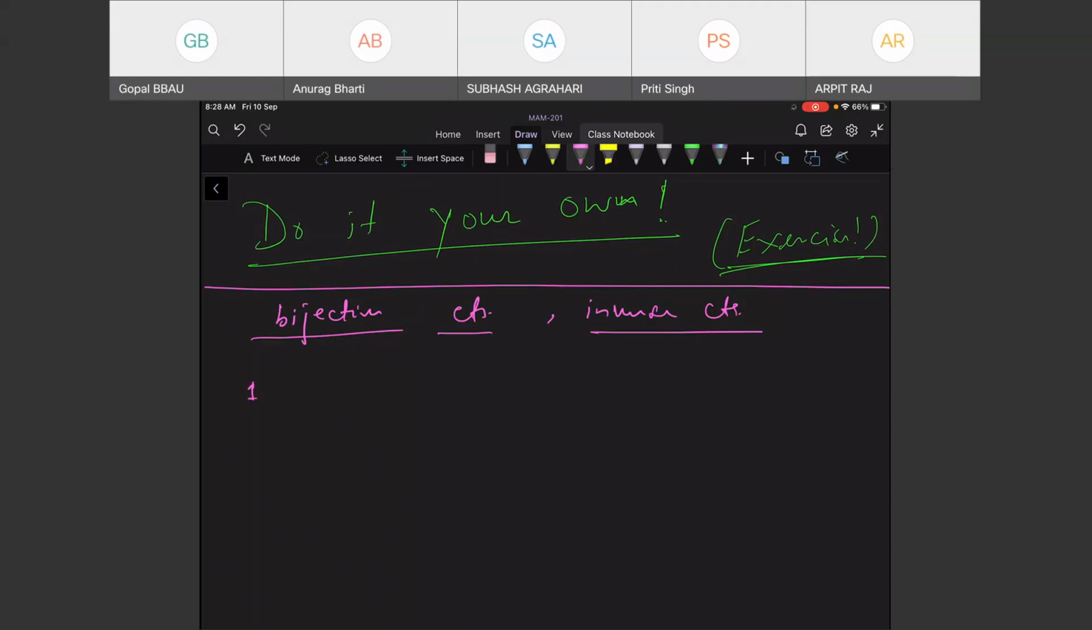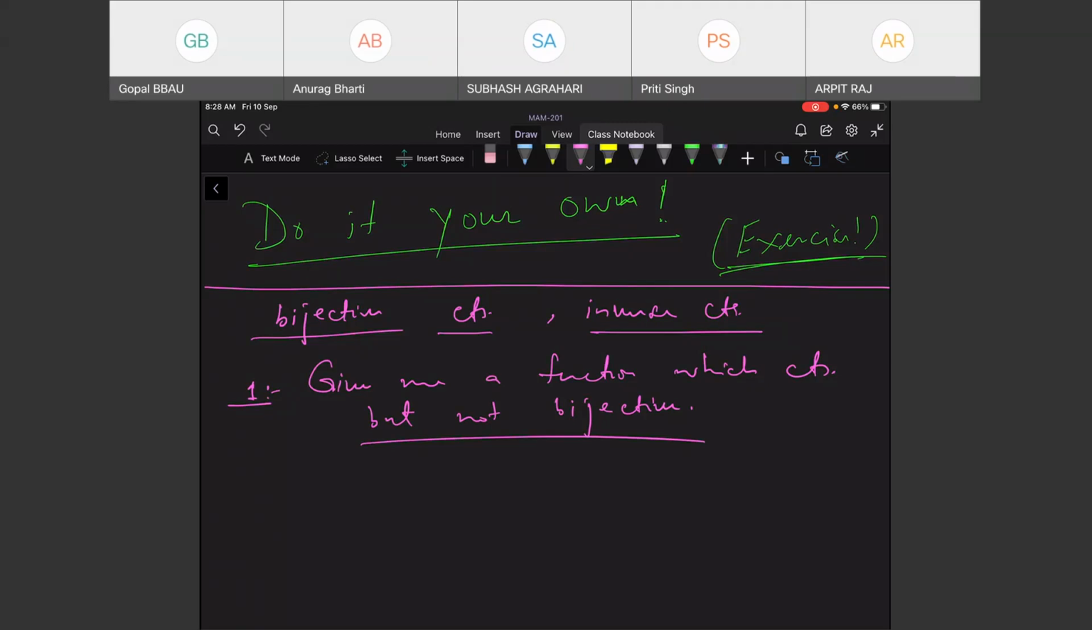So first question, give me a map or a function which is continuous but not bijective. Can anyone give me this map?